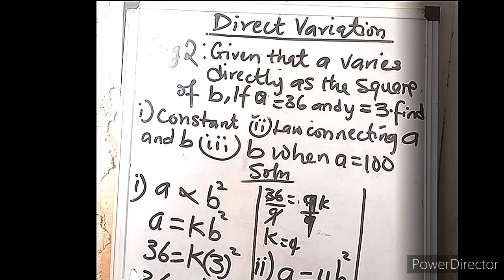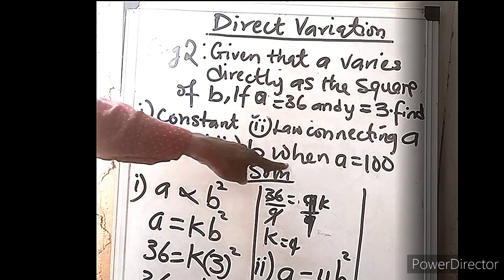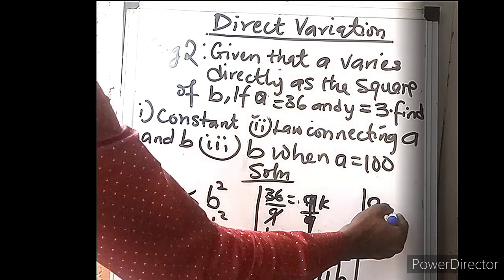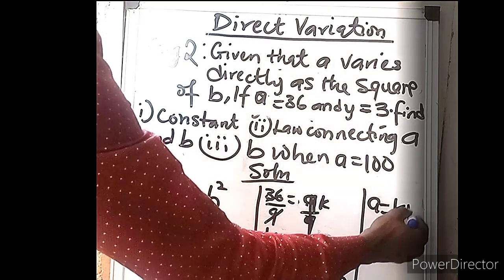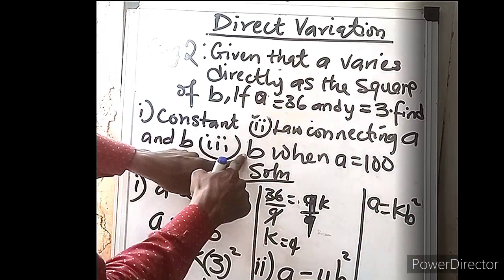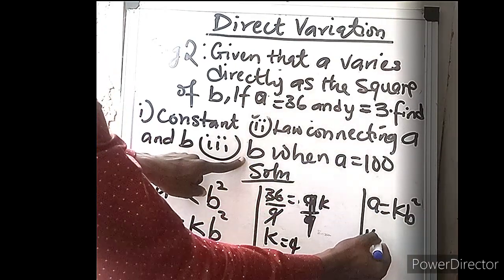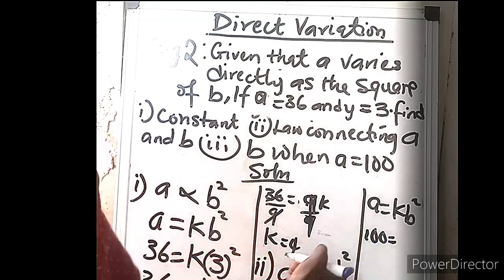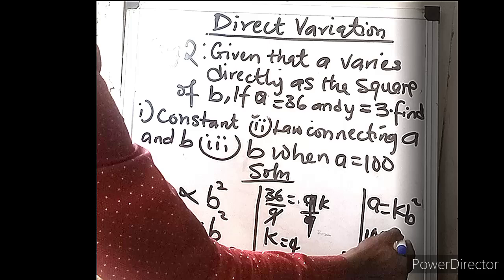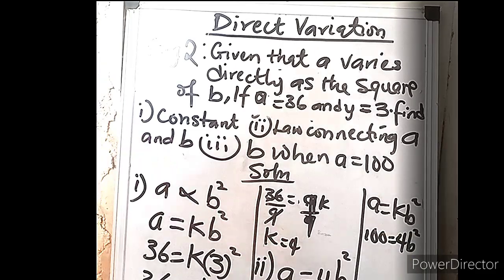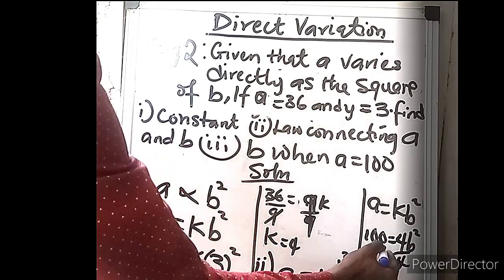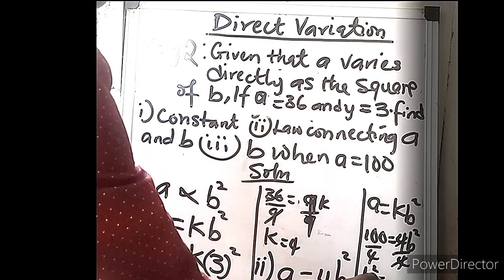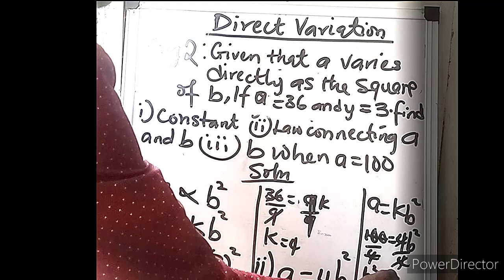Let's look at question number 3, find B when A is 100. So state our formula again, that A equals kB square. This time we are looking for B when A is 100. So 100 equals k, we know k already, k is 4, B square. So we divide both sides by 4. 4 will cancel 4. B square equals 100 divided by 4, which is 25.